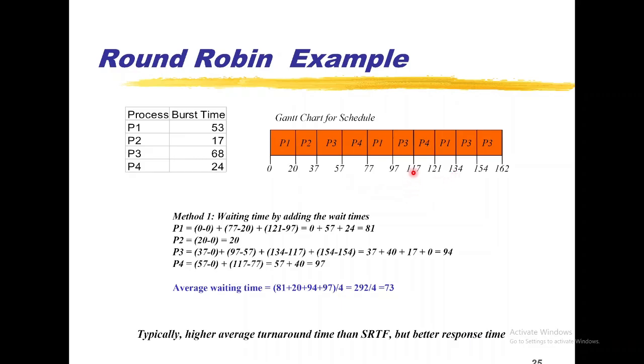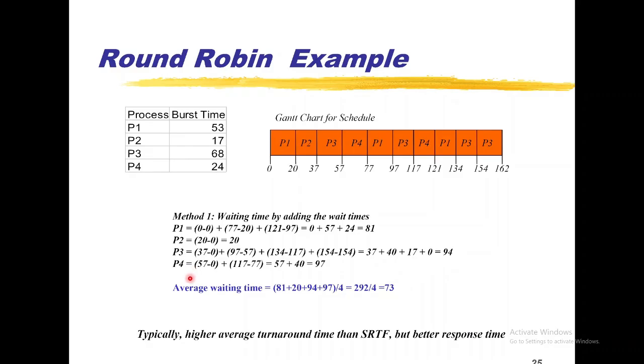When it arrived here, it ran here and it ran again. So there was no delay here, any 0. So 37 plus 40 plus 17 plus 0, that is 94.